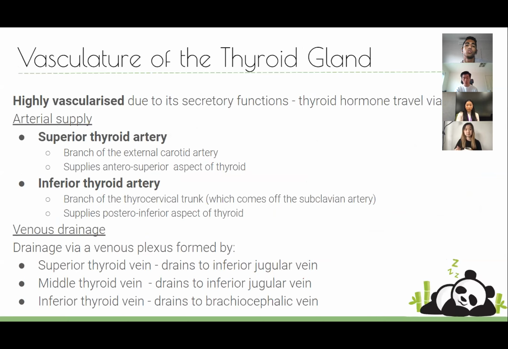Vasculature. So we'll talk about it in terms of arteries and veins. We've got our superior thyroid artery and our inferior thyroid artery, which supply the thyroid gland. The superior thyroid artery comes off our external carotid, and as you'd imagine, superior supplies the anterior superior aspect. And then our inferior thyroid is coming off our thyrocervical trunk, which is coming from the subclavian artery, and that's going to supply the inferior aspect of the thyroid. So they make sense based on the name.